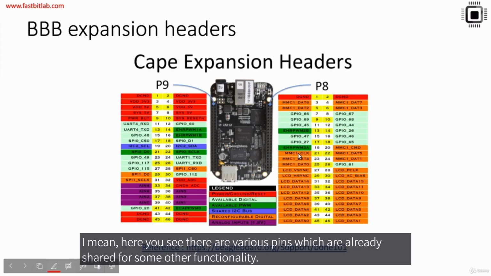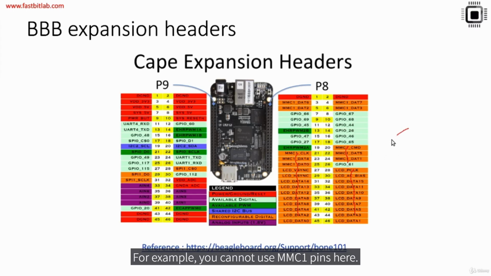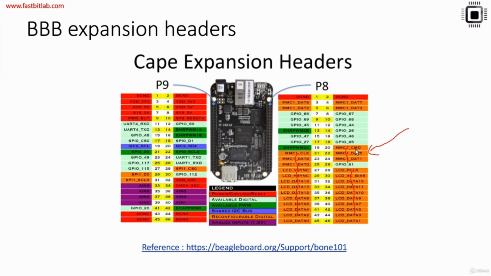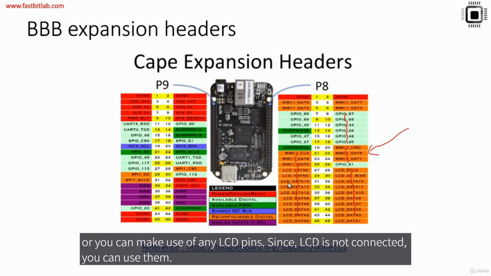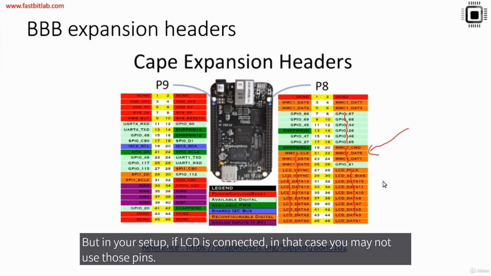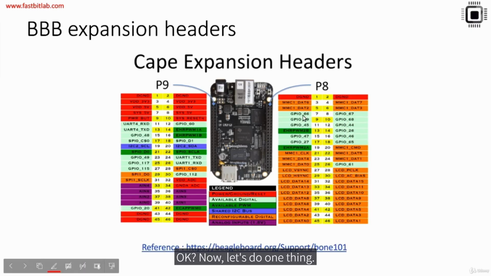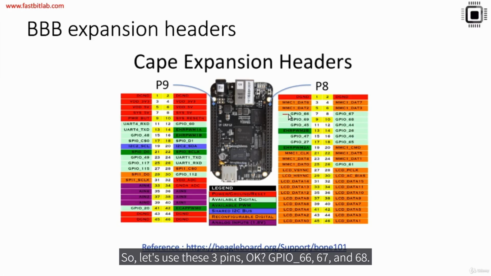Now here you see there are various pins which are already shared for some other functionality. For example, you cannot use MMC1 pins here because there is a eMMC which is consuming it, right? These are available digital pins, so you can make use of this, or you can make use of any LCD pins. Since LCD is not connected, you can use them. But in your setup, if LCD is connected, in that case you may not use those pins. Okay, now let's do one thing. So let's use these three pins. Okay, GPIO 66, 67 and 68.